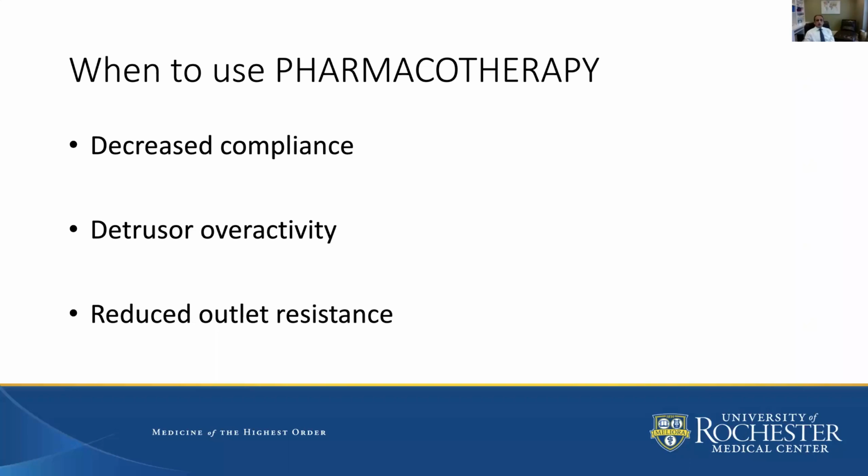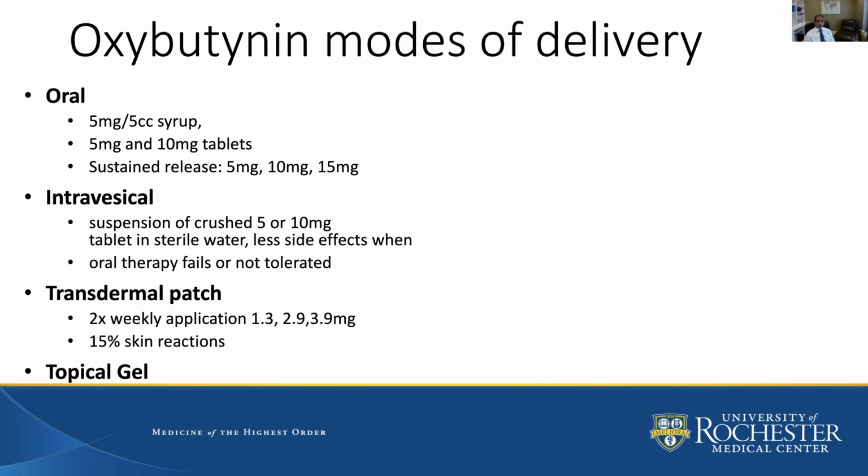Now, pharmacotherapy in the form of anticholinergics, alpha blockers, or sympathomimetic medications. For patients who have decreased compliance, we can consider anticholinergic medication. The same applies to those who have overactive detrusor activity, and to those patients who have reduced outlet resistance or incontinence.